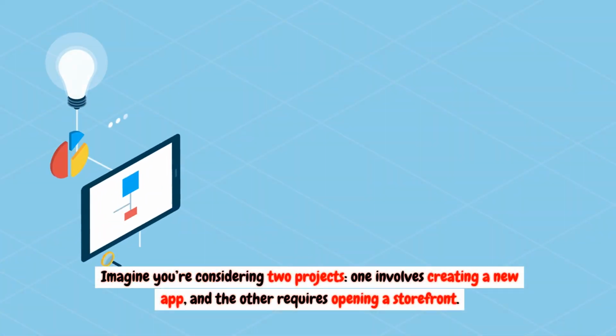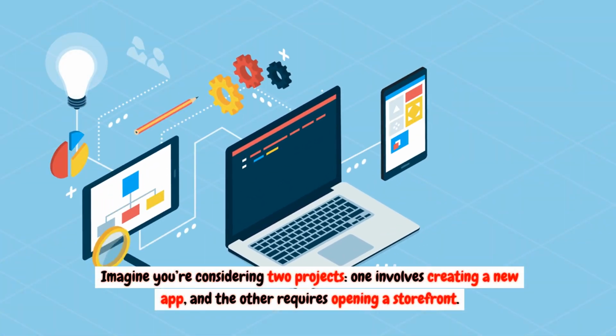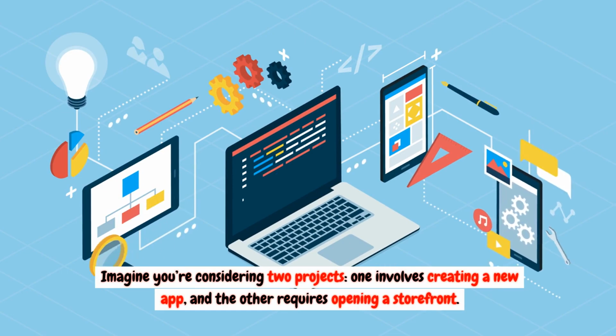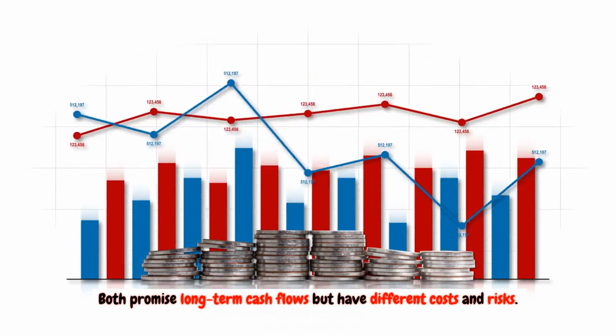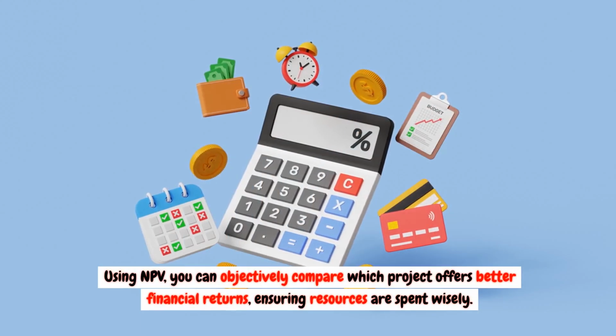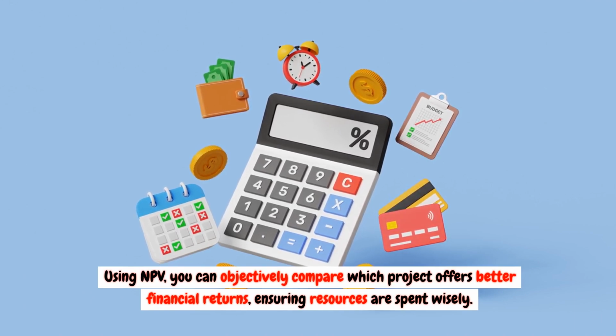Imagine you're considering two projects. One involves creating a new app, and the other requires opening a storefront. Both promise long-term cash flows but have different costs and risks. Using NPV, you can objectively compare which project offers better financial returns, ensuring resources are spent wisely.